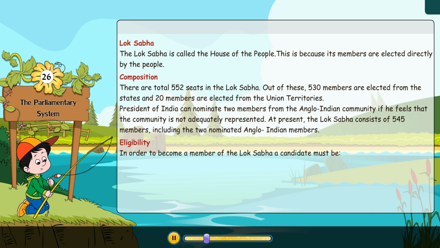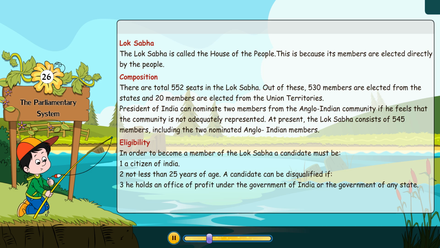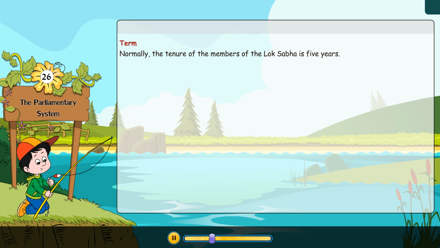Eligibility. In order to become a member of the Lok Sabha, a candidate must be a citizen of India, not less than 25 years of age. A candidate can be disqualified if he holds an office of profit under the Government of India or the government of any state, he is of unsound mind, or he has acquired the citizenship of another country. Term. Normally, the tenure of the members of the Lok Sabha is 5 years.